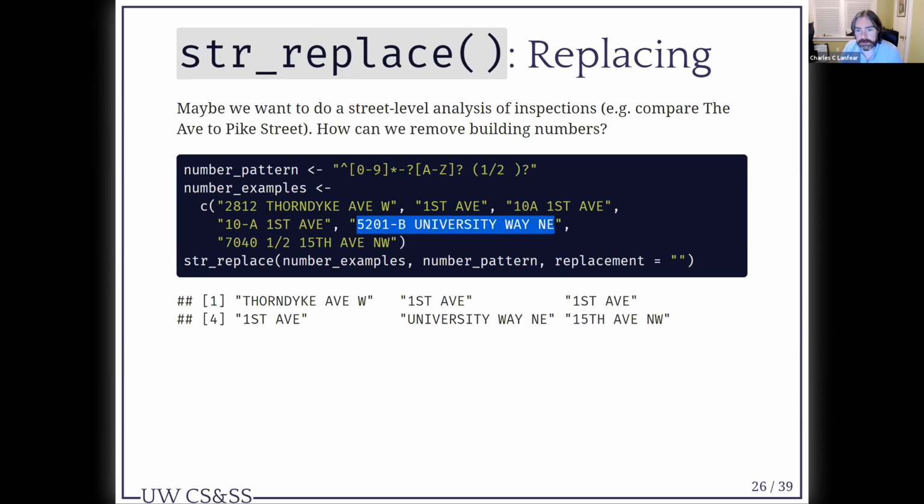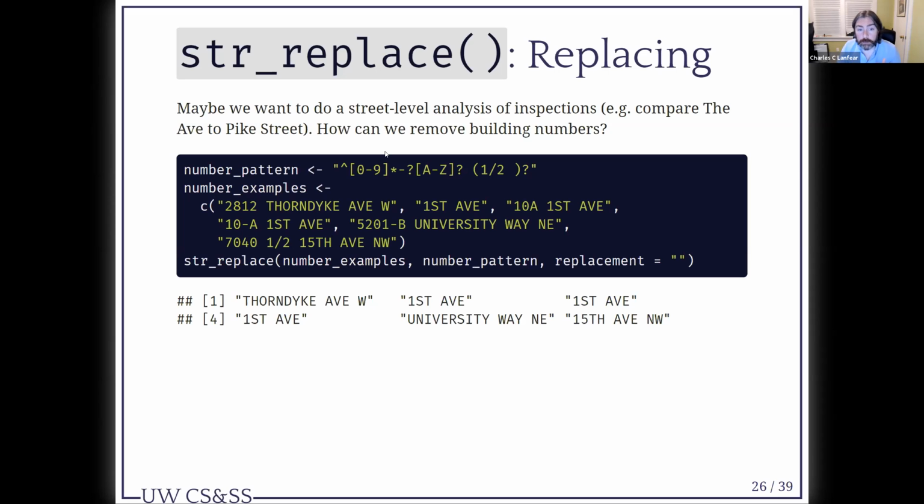5201-B University Way Northeast should return to me University Way Northeast. And for some reason, this is a thing, 7040 and a half 15th Avenue Northwest should just give me the 15th Avenue Northwest. Okay. So I need a regular expression that will do this for me.